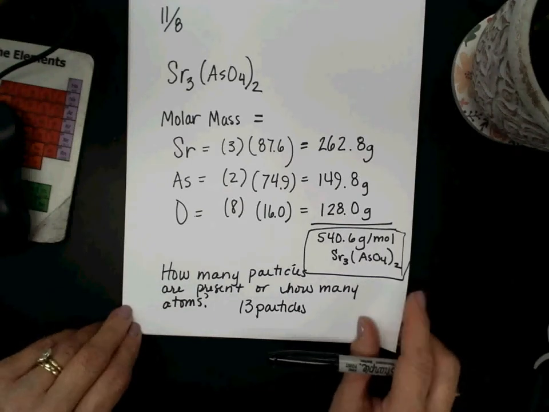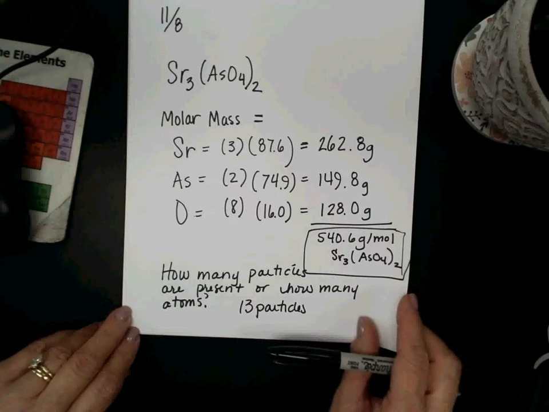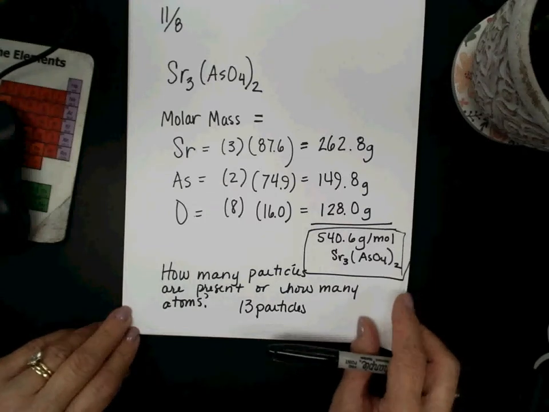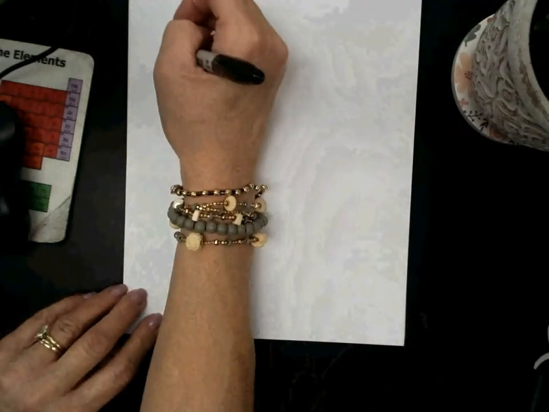Okay, so the other thing I wanted to show you today is a formula that looks a little bit different than what we've been working with. And we use them a lot in lab. It's called a hydrated chemical.